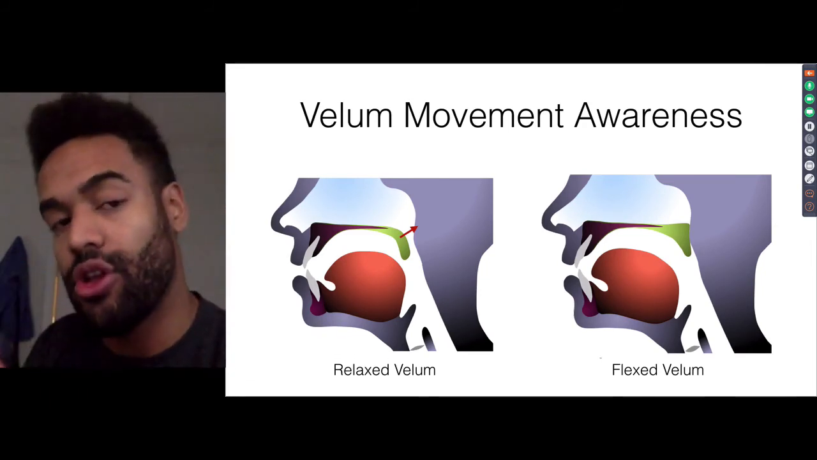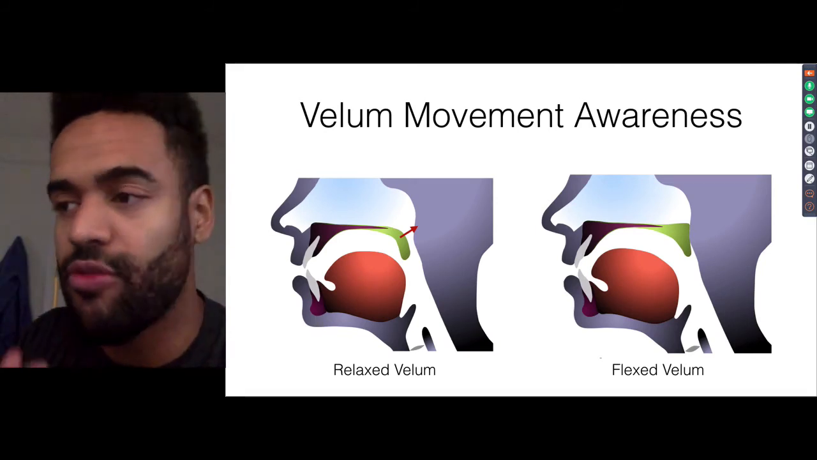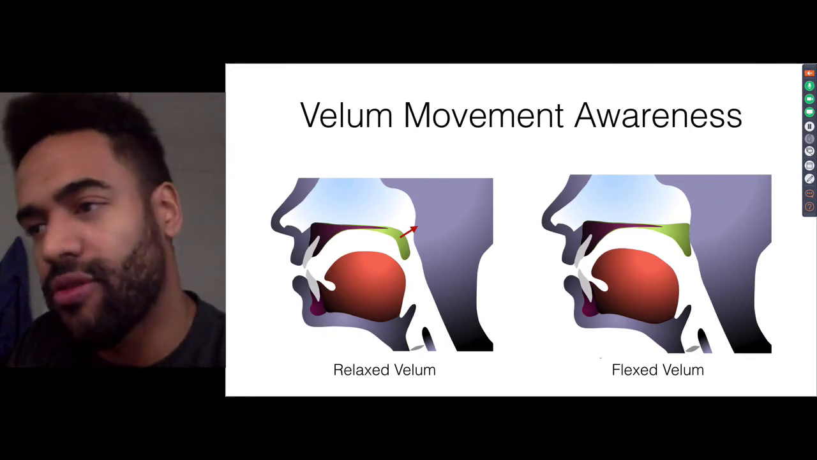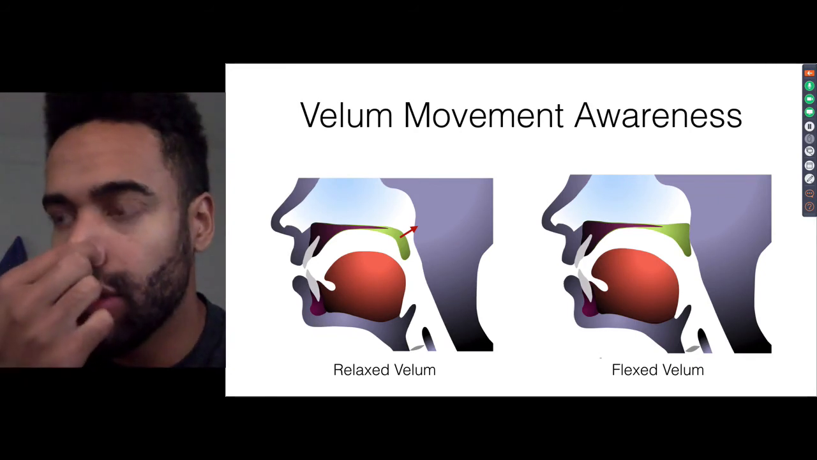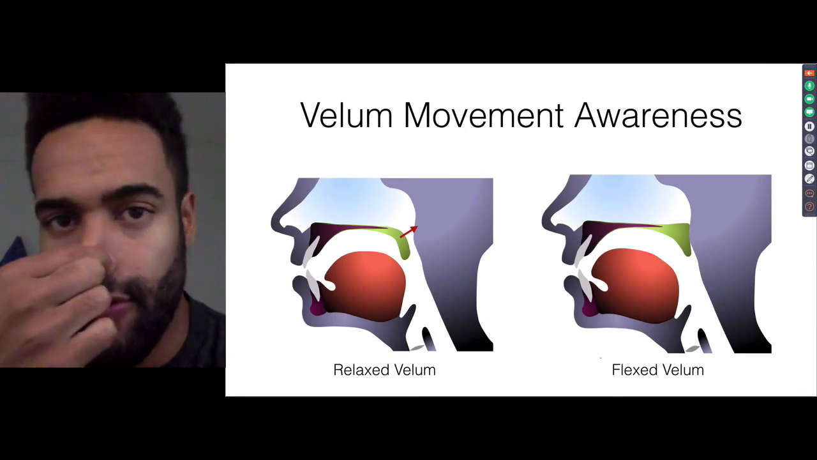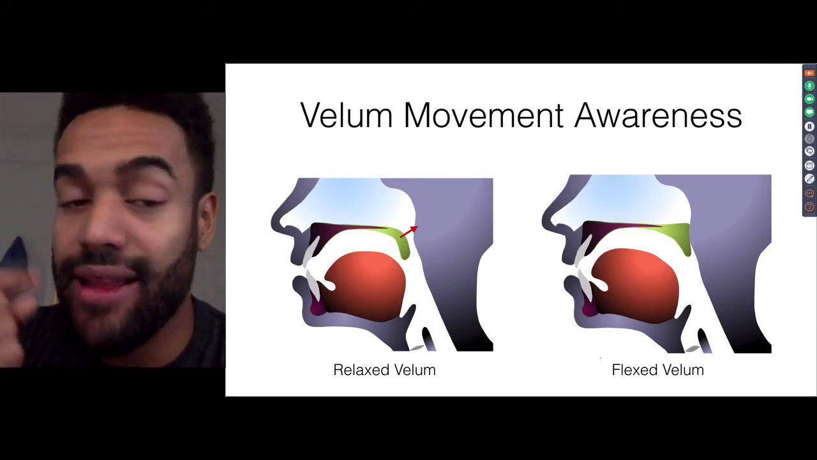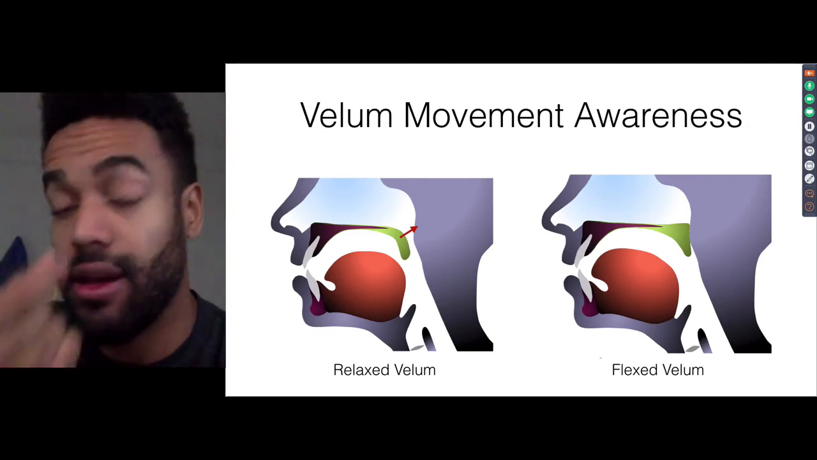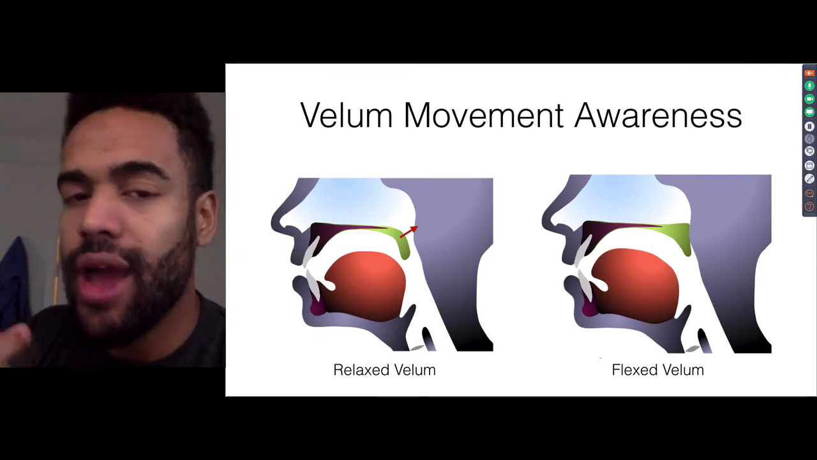Now the next drill you can do to develop your awareness of this velar movement is to pinch your nose. You might have trouble with this the first time, but fool around with it. Pinch your nose. Like I said, when I'm talking right now, I have this kind of smurf voice or whatever. That's the sound of air, once again, vibrating a lot in my nasal cavity because my nose is pinched.